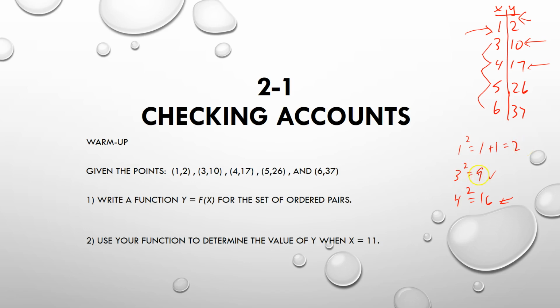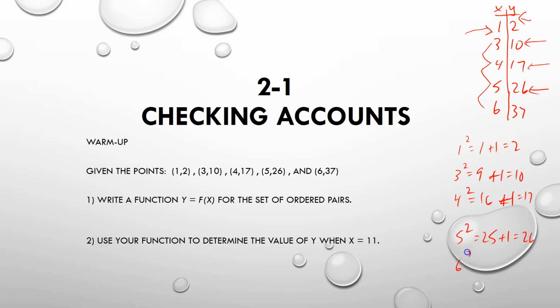If I do 3 squared, I get 9. If I add 1 to it, I get the 10 I was looking for. And if I take 4 squared, I get 16. If I add 1, I get the 17 I was looking for. Let's keep going, see if this works. If I take 5 squared, I get 25. Now if I add 1, whoa, look at that. There's the 26 I was looking for.